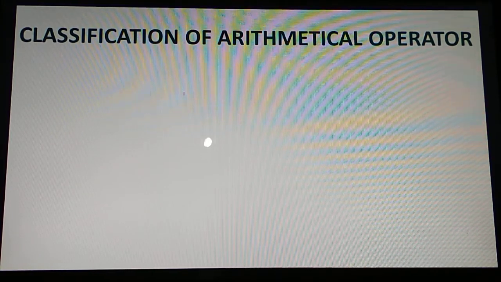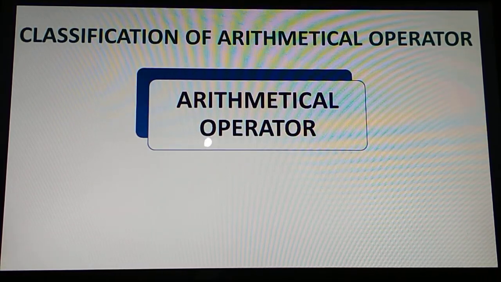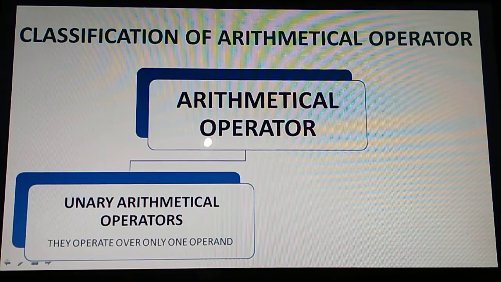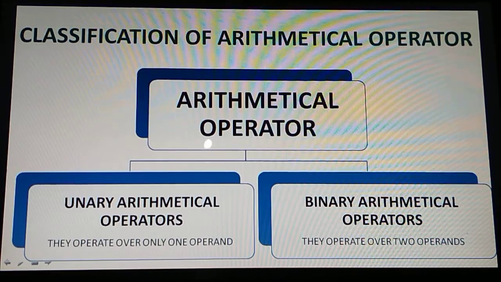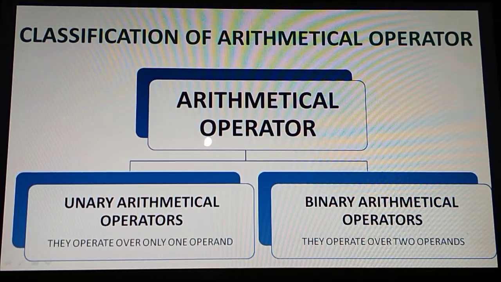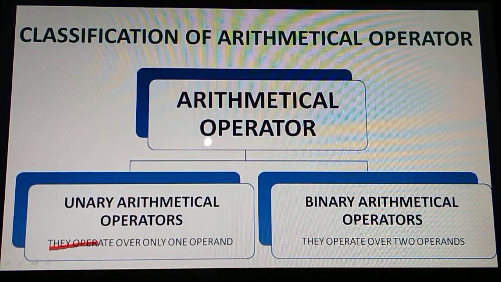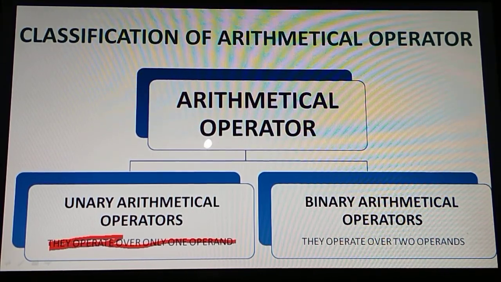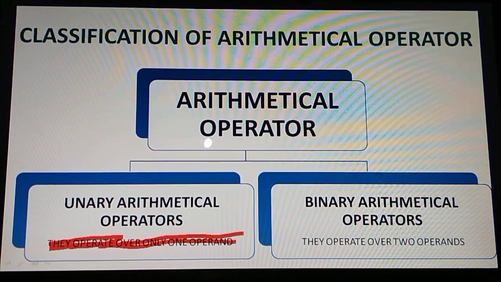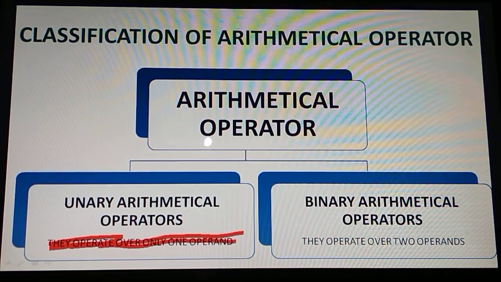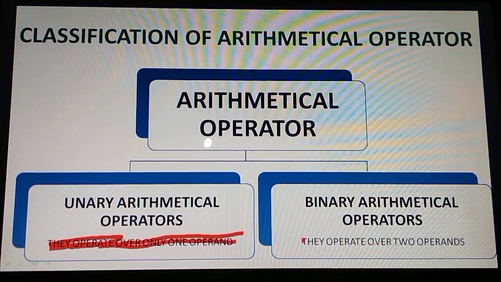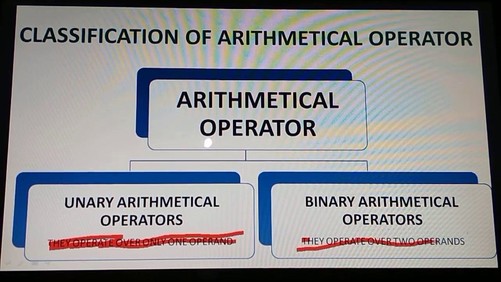Now see here the classification of arithmetical operators. Arithmetical operators are of two types: first is unary arithmetical operators and second is binary arithmetical operators. Unary arithmetical operators operate over only one operand. And binary arithmetical operators are those operators which operate over two operands.